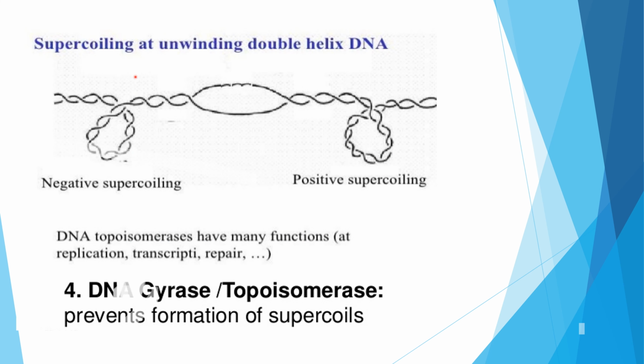Supercoiling occurs at the unwinding double helix DNA. This is the positive supercoiling. This is negative supercoiling. DNA topoisomerases have many functions in replication, transcription, and repair. DNA gyrase, or topoisomerase II, prevents the formation of supercoils. DNA topoisomerases cut the DNA strand and reseal it to reduce the supercoiling problem.